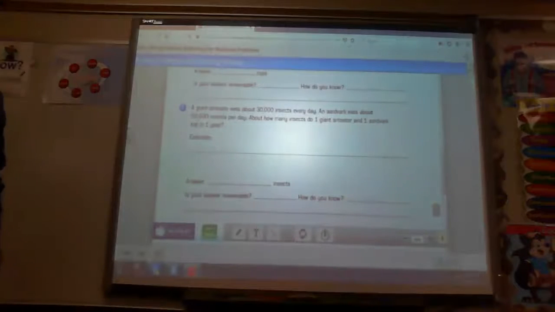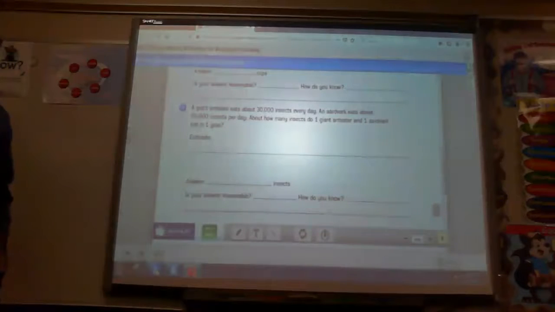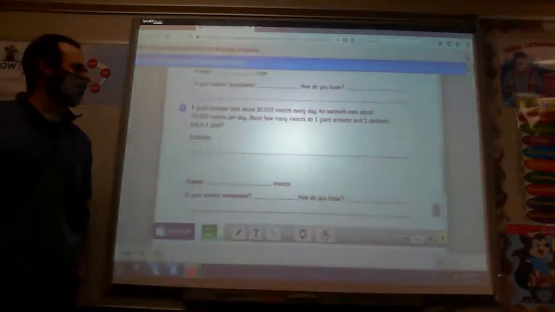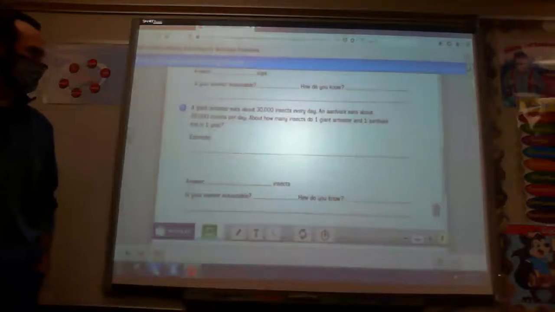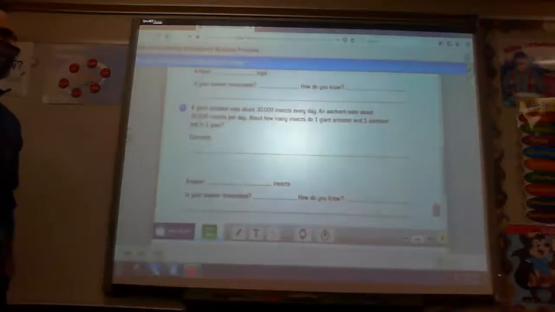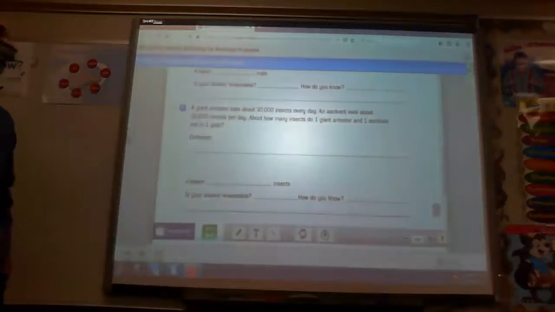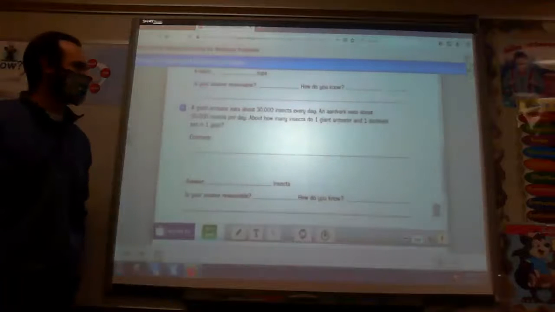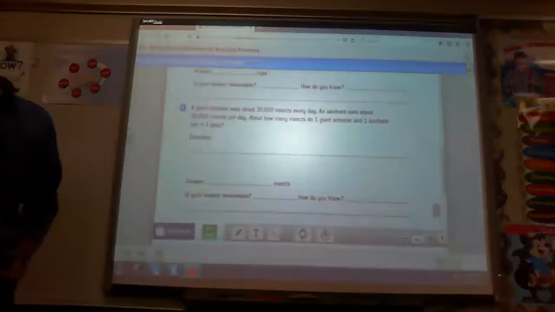Okay, it says, a giant anteater eats about 30,000 insects every day. An aardvark eats about 500,000 insects per day. About how many insects do one giant anteater and one aardvark eat in 1 year?